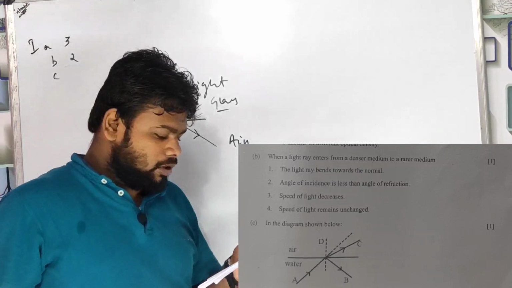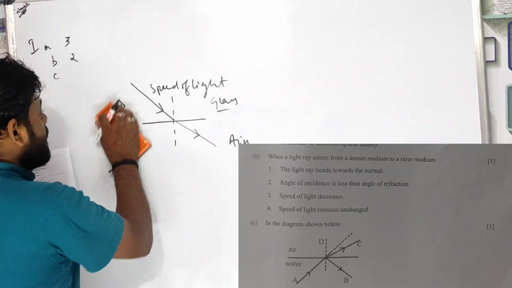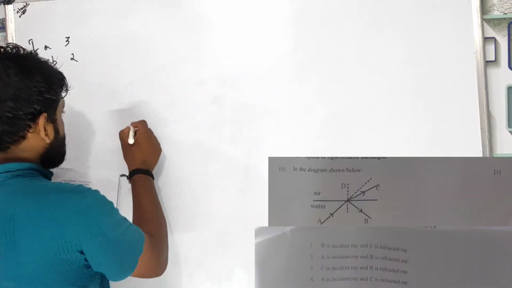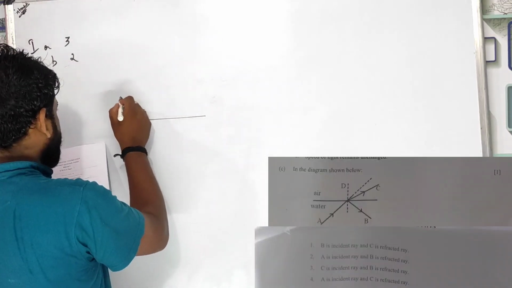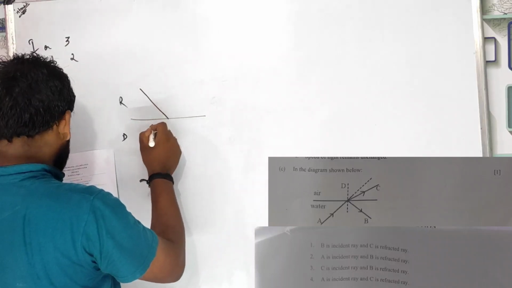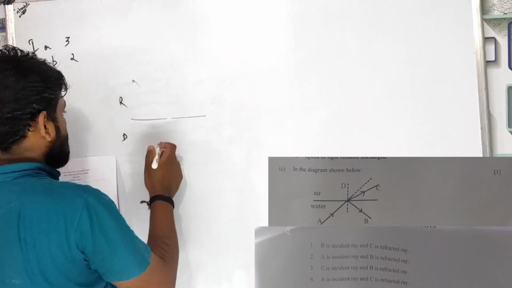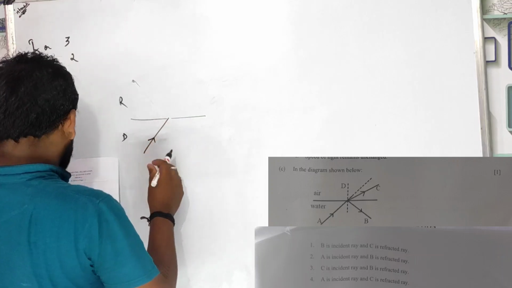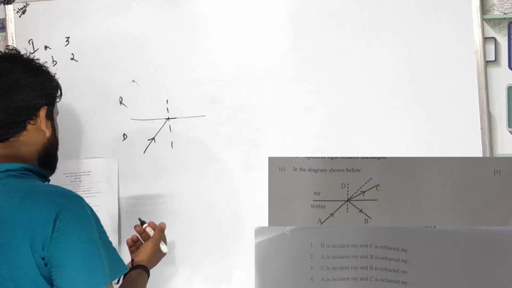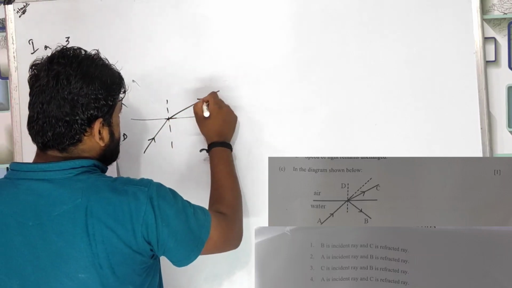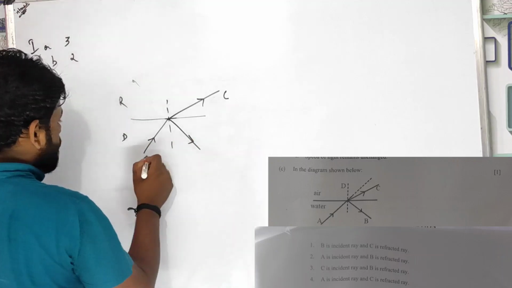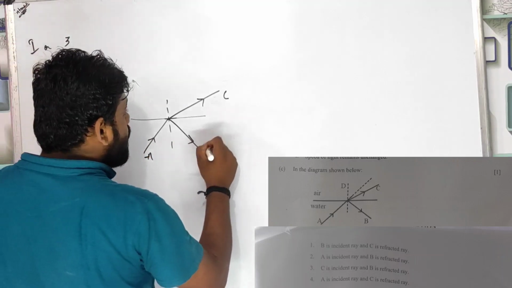In a diagram shown below, let us do a diagram first. Without a diagram we cannot do anything. Let us do a diagram first, children. In the diagram shown below, air is rarer, water is denser. The incident ray falls here, and this is the normal. Obviously, incident ray, normal, C is the refracted ray, and this is the reflected ray. So here we concluded A, B, see what we concluded, children?